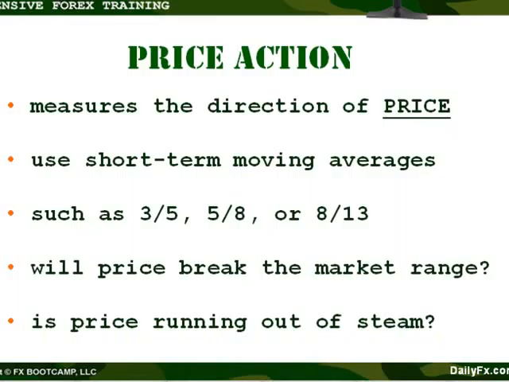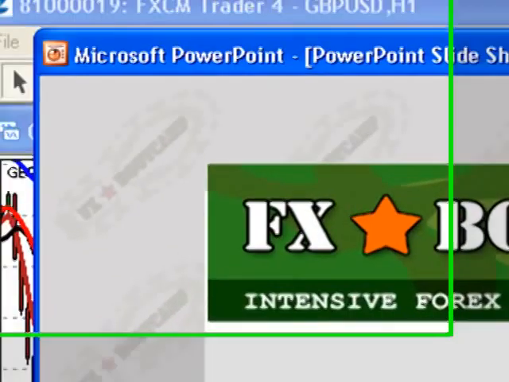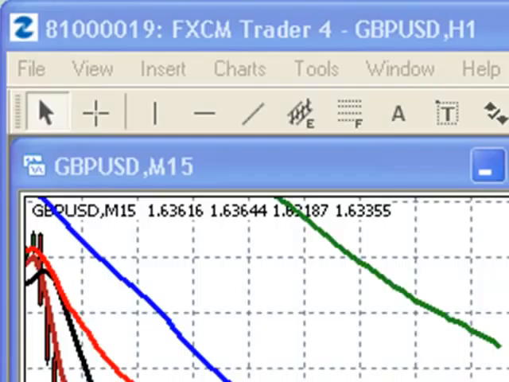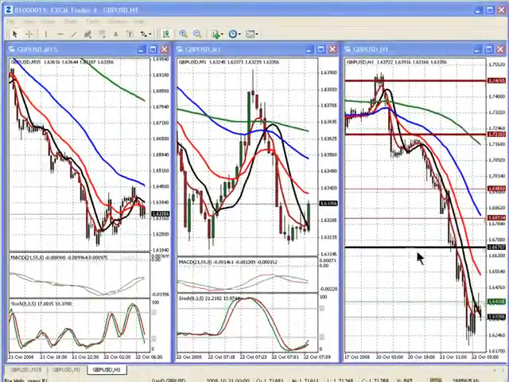Okay, so let's go to the live charts. Yeah, baby. Let's go to the live charts. What you're looking at here is the pound dollar. This is live. You're looking at the MT4 charts provided by FXCM. You know, the prices are moving. This is the real deal. This is happening right now.